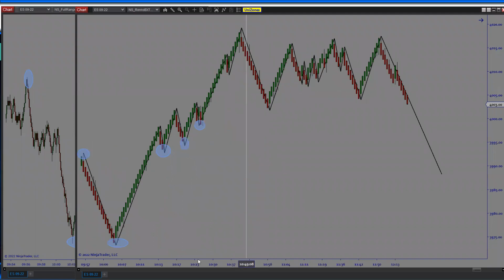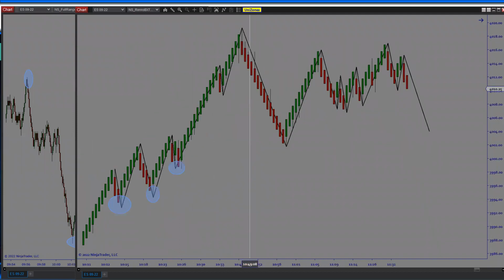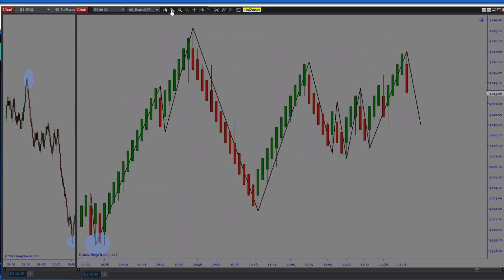In a Renko chart, I'm going to zoom in so you guys can see this a little better. Anytime you have a down bar followed by an up bar, I'm not counting that. That's just messy. I don't like to count that as a pullback. To me, those don't mean anything.